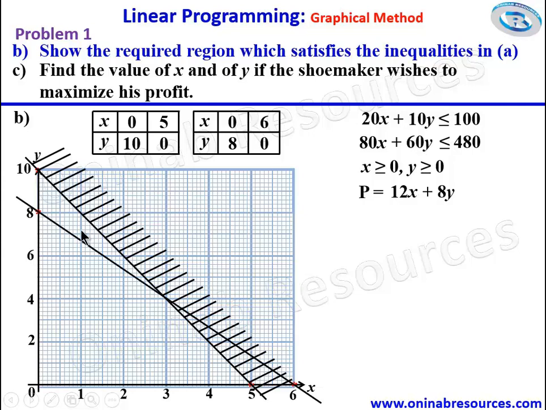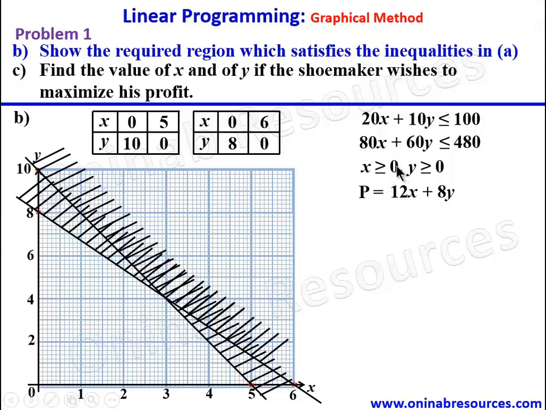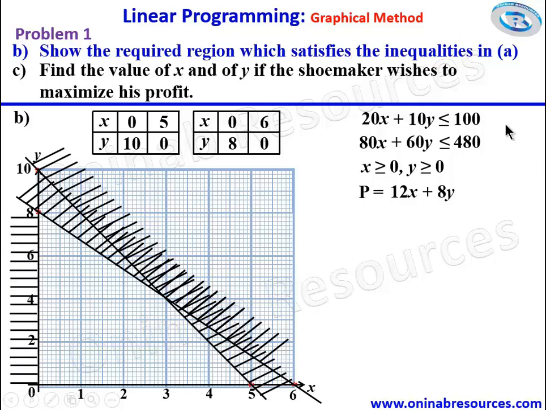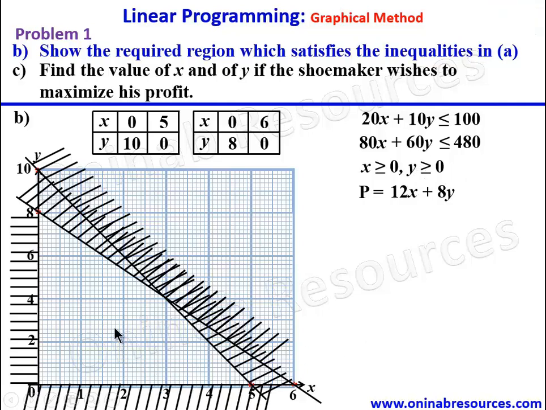Again, we are shading the upper part since this is less than or equal to 480. Then for x greater than or equal to 0, that is the positive values of x. So it is going to be the y-axis, and we shade that one appropriately. Then also for y greater than 0 is the x-axis, and we are interested in the positive part, which is the upper part, so we shade appropriately. And this is the required region. The unshaded part here is the required region.